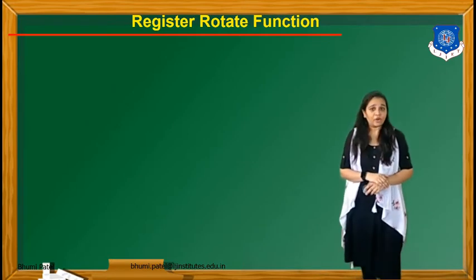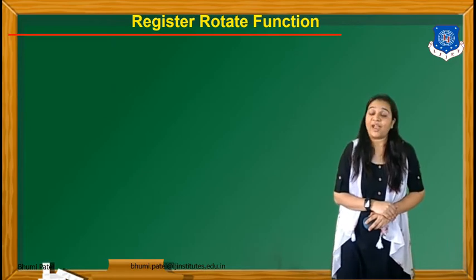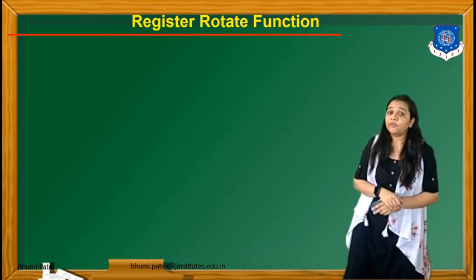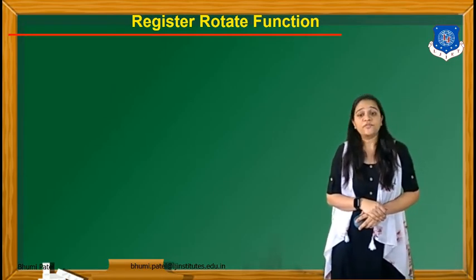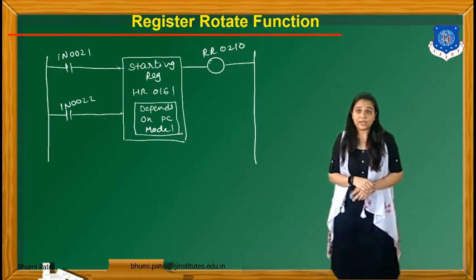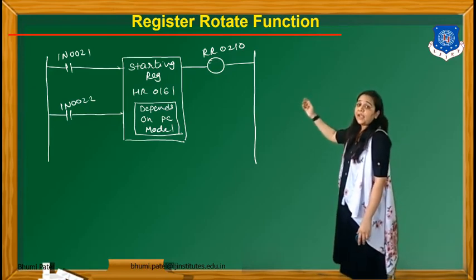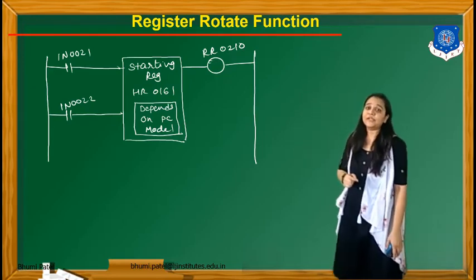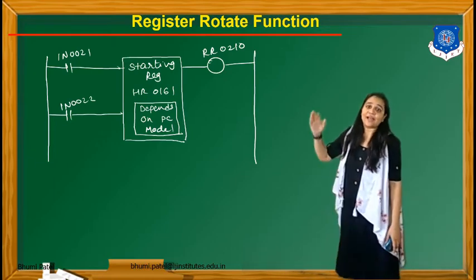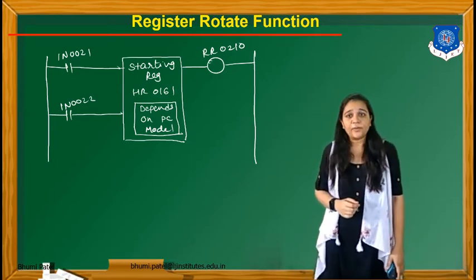Now today's topic is the register rotate function in the move function. Whenever we rotate the bits of a register, we use the register rotate function. First of all, what is the block format of the register rotate function? Here is the block format. In it we have used two inputs, IN0021 and IN0022, and we have defined the starting register HR0161, and the command of the register rotate is RR0210.